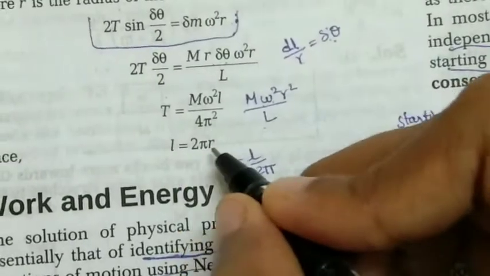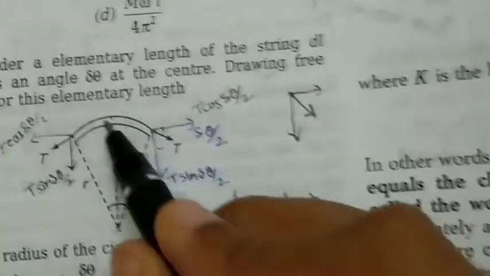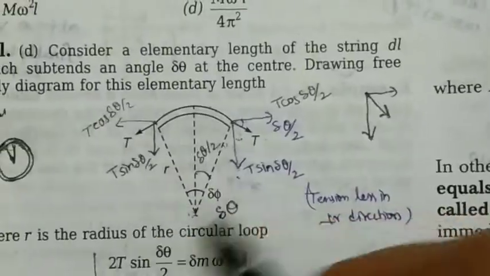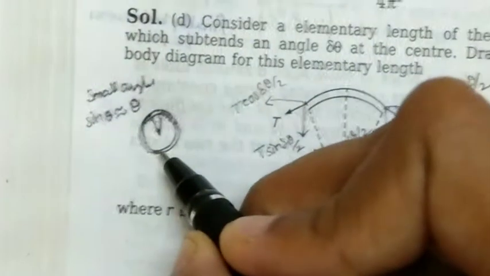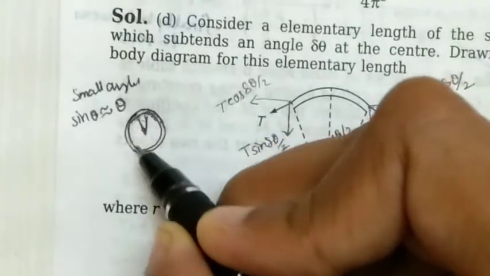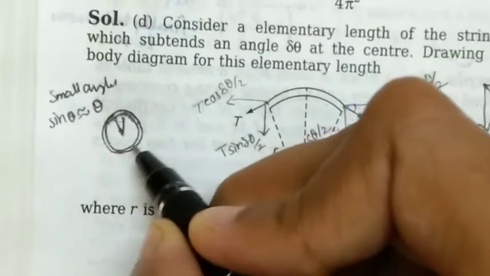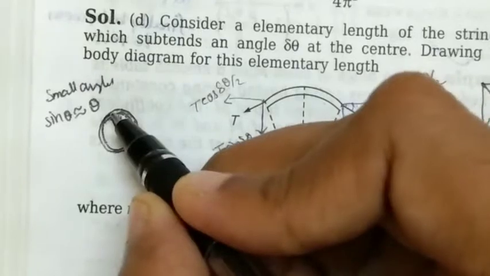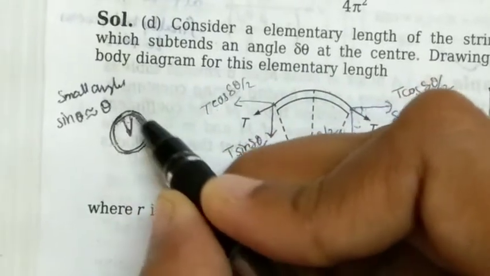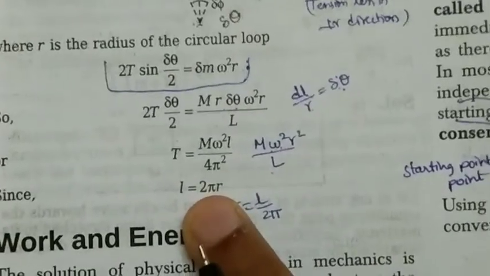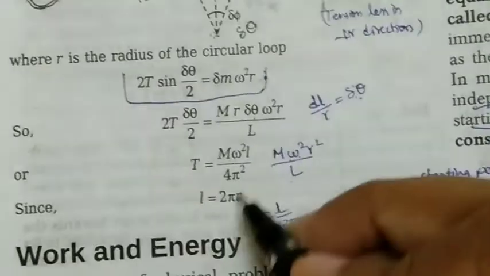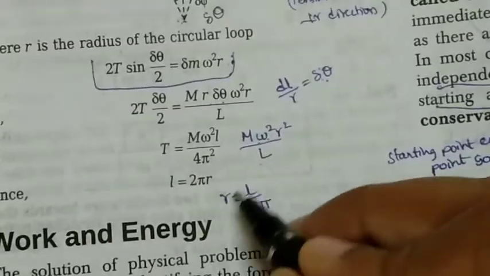But we know that l is also 2 pi r, that is the circumference of this circular loop is nothing but 2 pi r, and along that circumference we are fastening this string. So this loop is of radius small r, and its circumference would be 2 pi r, and along that circumference we are fastening this string of length l. Hence 2 pi r is equal to l, the string's length. Hence we would be having r is equal to l by 2 pi.